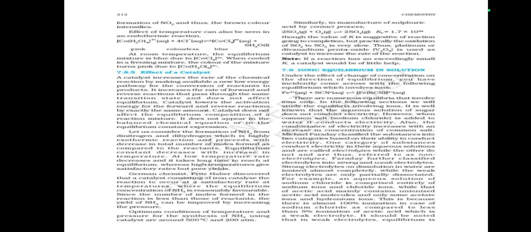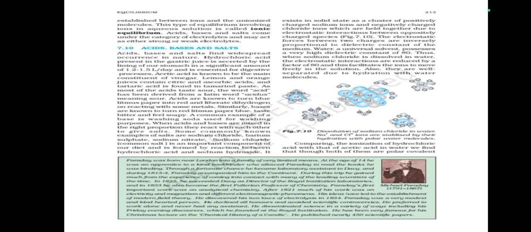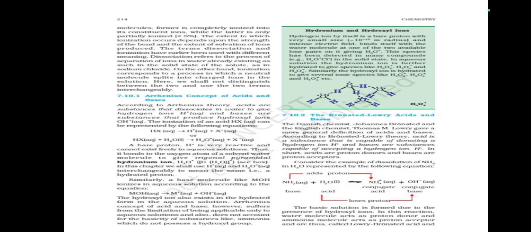Effect of a catalyst. Ionic equilibrium in solution: acids, bases, and salts. Arrhenius concept of acids and bases: hydronium and hydroxyl ions. The hydrogen ion by itself is a bare proton with a very small size, about 10 to the power minus 15 meter radius, and an intense electric field. It binds itself with a water molecule at one of the two available lone pairs on it, giving H3O+.